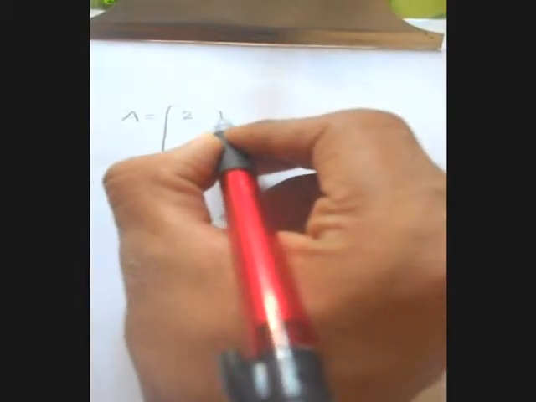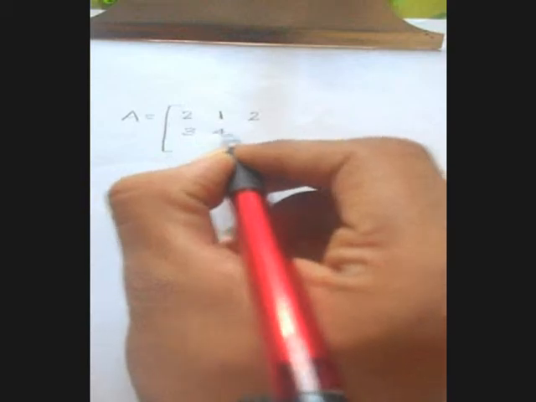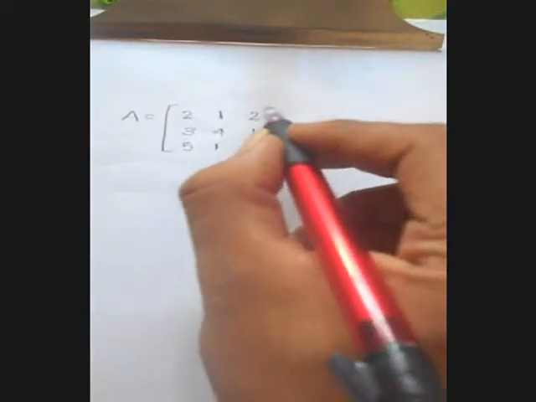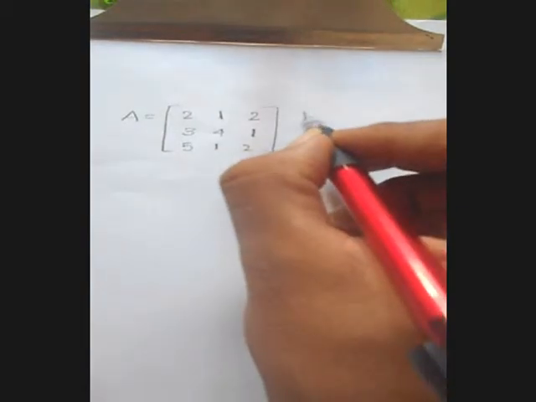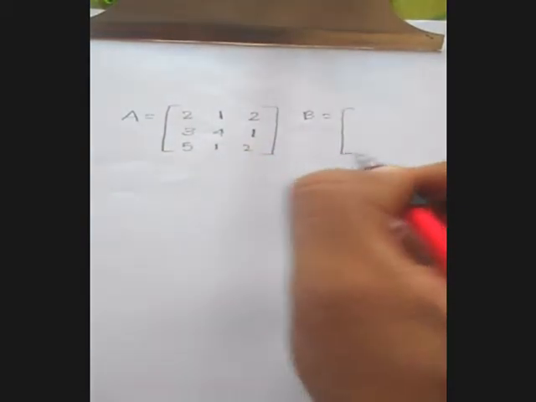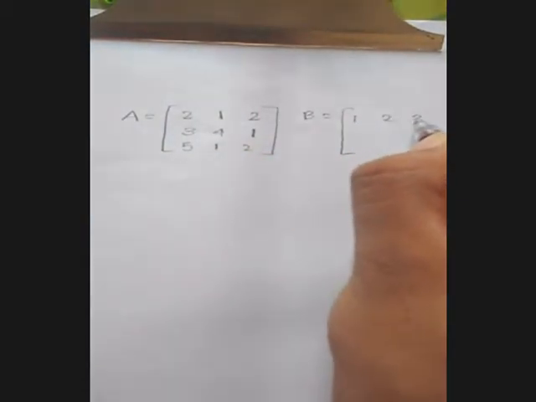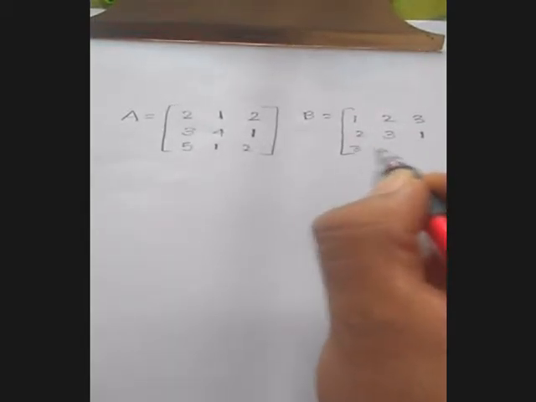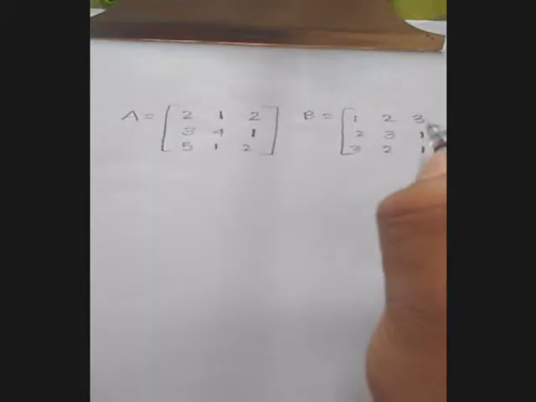Consider matrix A, which is equal to, let's say, 2 1 2 3 4 1 5 1 2, and matrix B equal to 1 2 3 2 3 1 3 2 1.